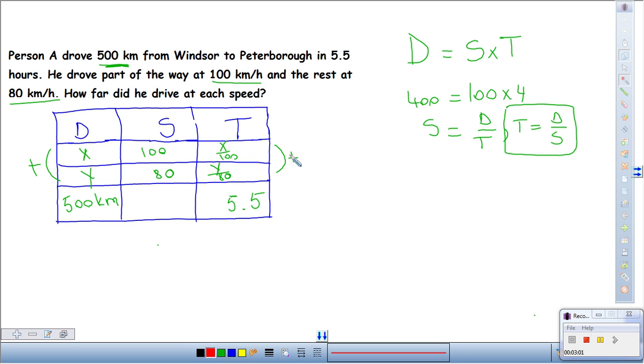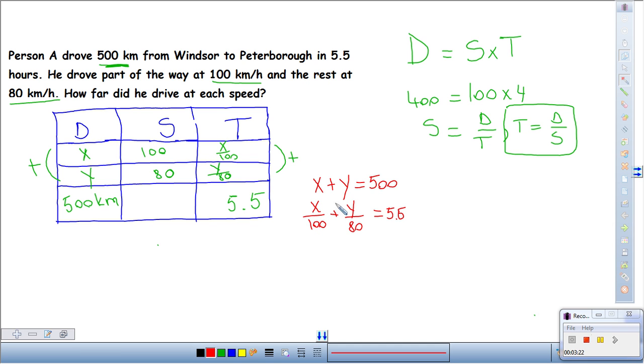So let's write the two equations together. X plus Y equals 500. And that second equation is X over 100 plus Y over 80 equals 5.5. Now we have a system of equations with two variables, X and Y, that we can solve choosing one of the three methods: graphing, substitution, or elimination. Graphing will probably be time-consuming, and on a test you have to remember that you have other problems to get to. So let's look at substitution and elimination.